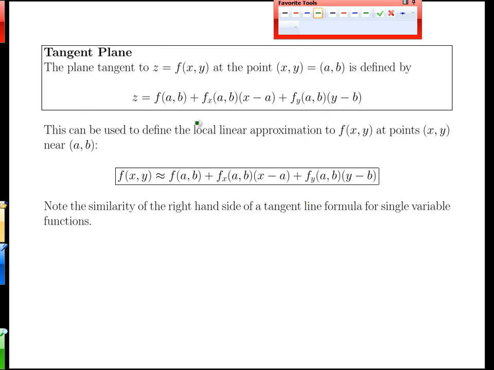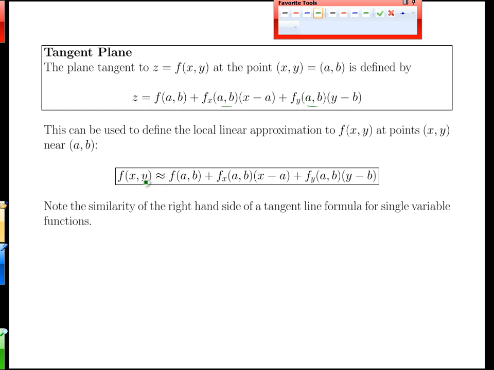Here's a nice summary of all that. So here's our basic formula: the function at the point, plus the x derivative times x minus a, plus the y derivative times y minus b. And again, noting that these slopes are values calculated at a specific point, so we get a number for these traditionally.